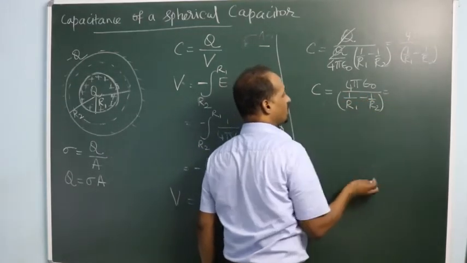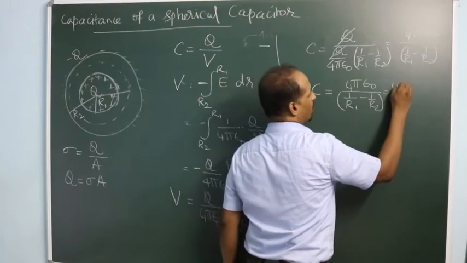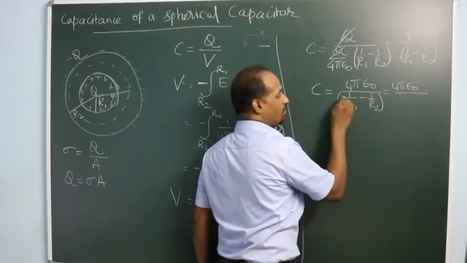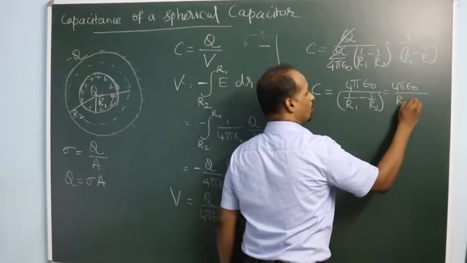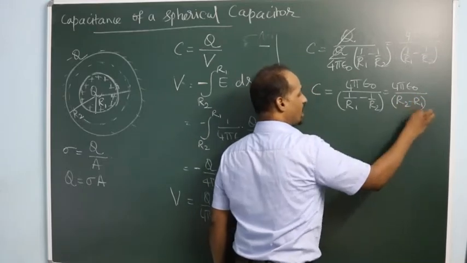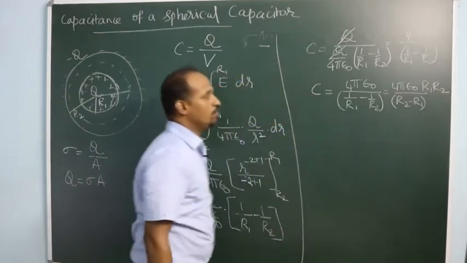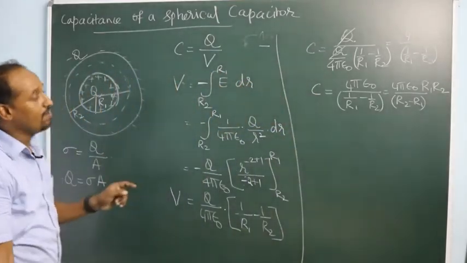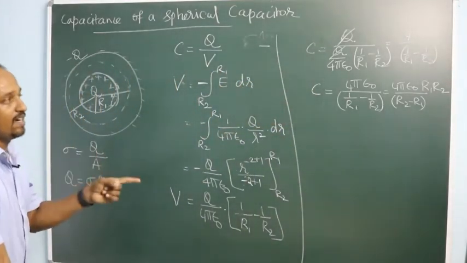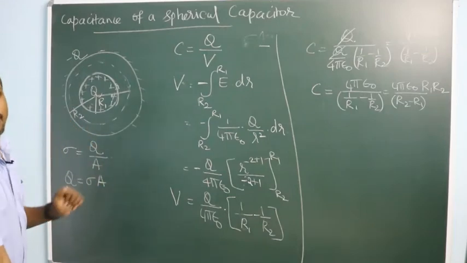The other form is, if you write it, 4 pi epsilon naught by, if you just multiply, R2 minus R1 by R1 R2, that R1 R2 will come over here. See, from this you can derive the capacitance of a spherical conductor and the capacitance of a parallel plate capacitor.